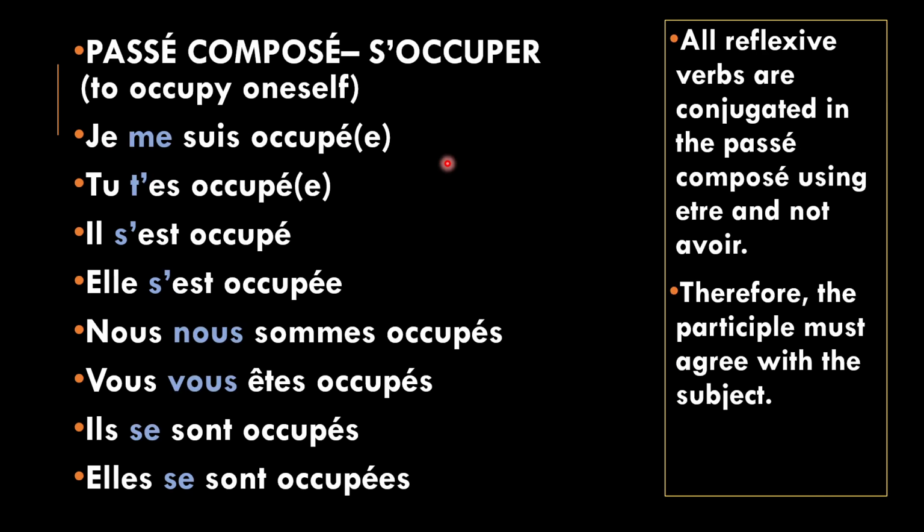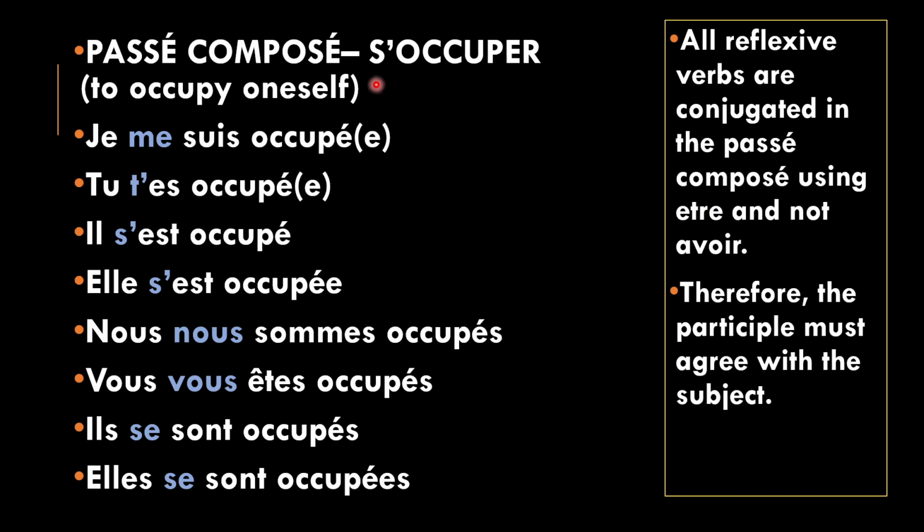Now, passé composé, you have to be very, very careful when you're conjugating for reflexive verbs. So I've taken, for example, s'occuper, which is to occupy yourself, to keep yourself busy, things like that. So now, how do you do passé composé for reflexive verbs? The first golden rule for reflexive verbs in the passé composé is that they are conjugated using être and not avoir. Even if they are not the Dr. Mrs. Vandertramp verbs, all reflexive verbs conjugate in the passé composé using être and not avoir.